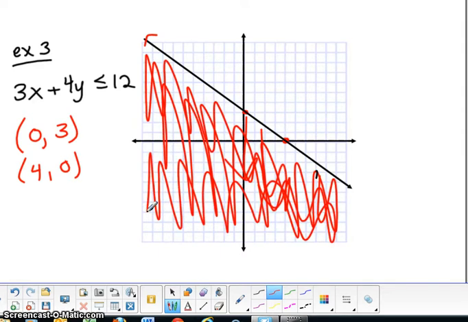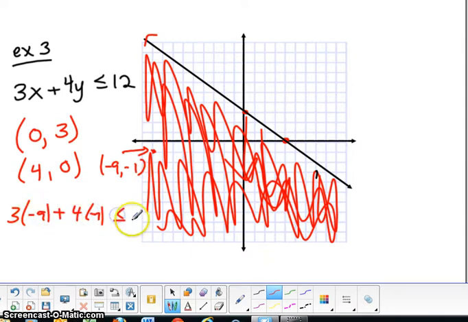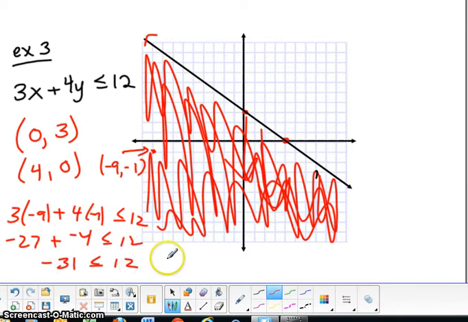And what that means is that every single point on this side, and you can put any point over 9 down 1 or -9 down 1, and it's going to work. I'm just trying this point right here, -9, -1. If I plug in -9 and I plug in a -1, it should be less than or equal to 12. So negative 7 plus a negative 4, and when I add that together I get negative 31, and that indeed is a true statement, so I have shaded on the correct side.